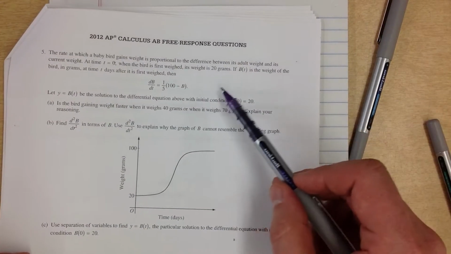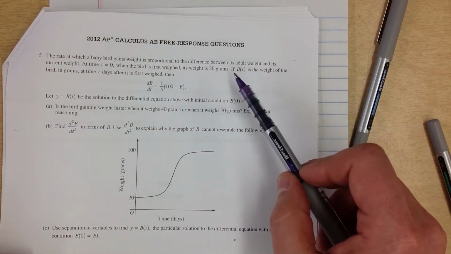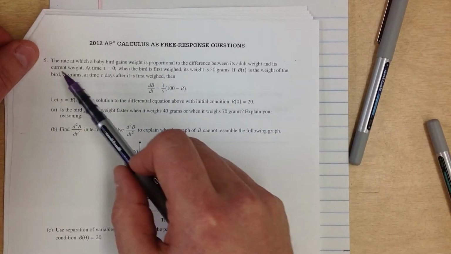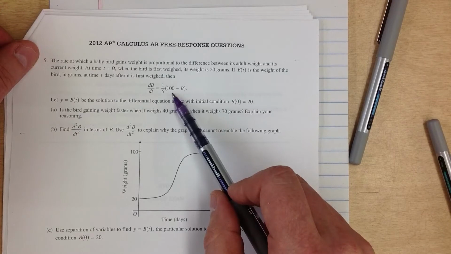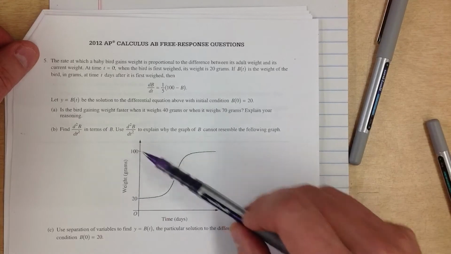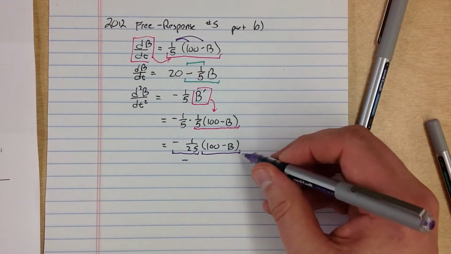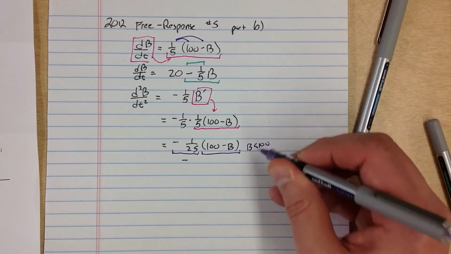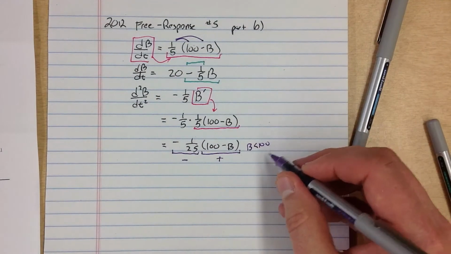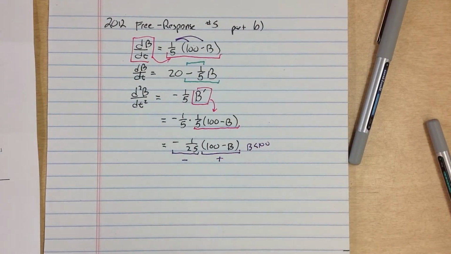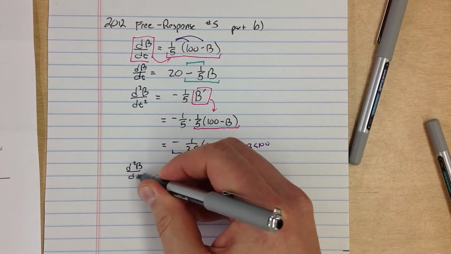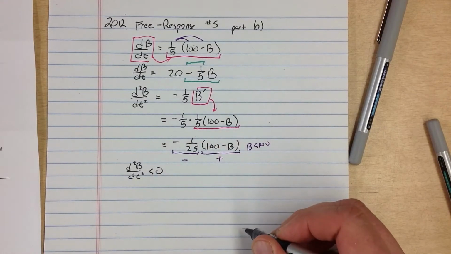That makes sense, because the adult weight of the bird, we can infer from the context. And when it says proportional to the difference between its adult weight and its current weight, that must be the adult weight, 100. But I can just see that on the graph here. The bird never weighs more than 100 grams. That's the weight right there. So since b is always less than 100, that means 100 minus b is always positive. So that means that our d squared b dt squared is always less than 0. So we can say that d squared b dt squared is less than 0.